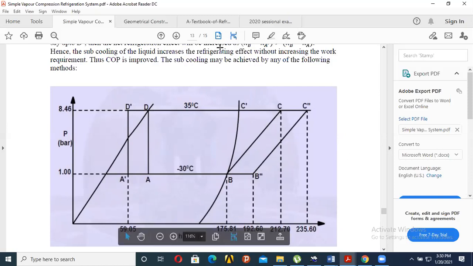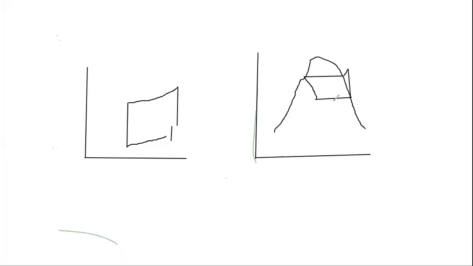In a TS diagram, let me try and see whether I can manage to draw this. Instead of leaving there, it will follow this path and leave somewhere there. So it will leave at a lower temperature. Initially it is at this point, and because of subcooling you see it going down and leaving there, at a lower temperature, because this is a temperature diagram. So this is the point where it will leave the condenser. You have subcooled it, you have reduced it further. That's what subcooling means.